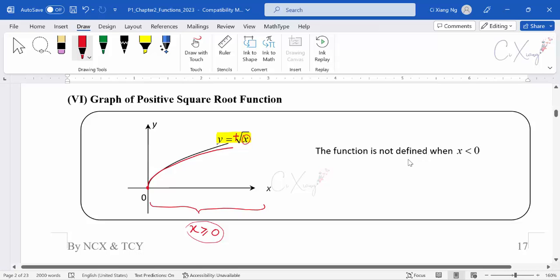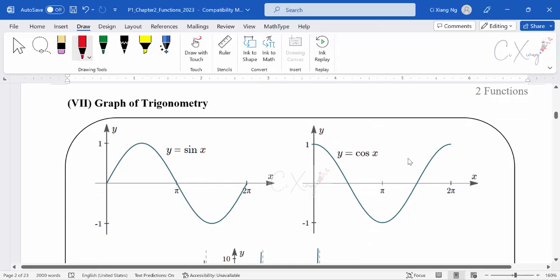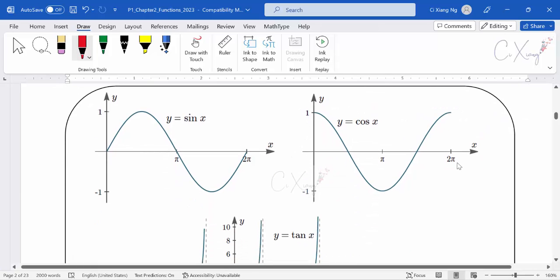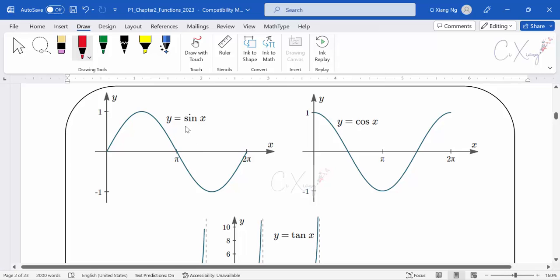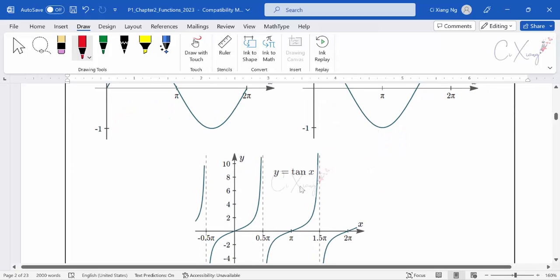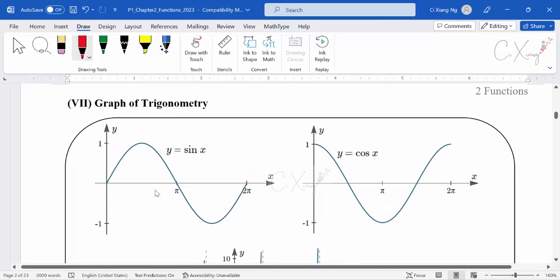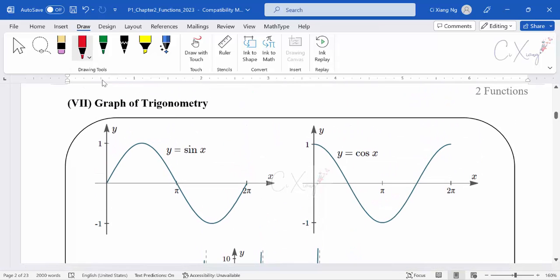Next one, let's talk about the graph of trigonometry. In this part for the AS syllabus, I will just try to cover a few basic trigo graphs. The first one will be the sine x graph, the second one will be the cos x graph, and the third one will be the tangent x graph. For the sine x graph, I will just draw a one-cycle graph for sine x in the notes.